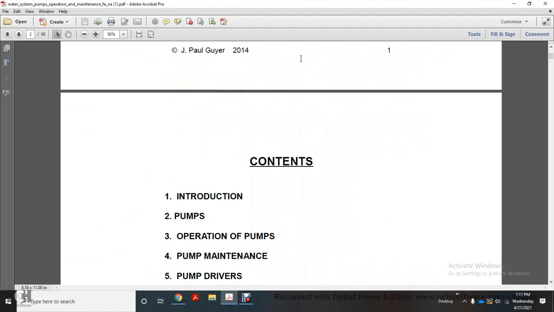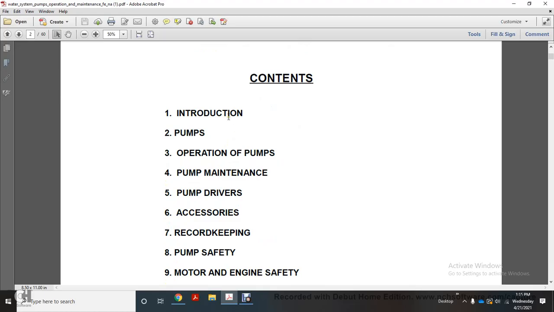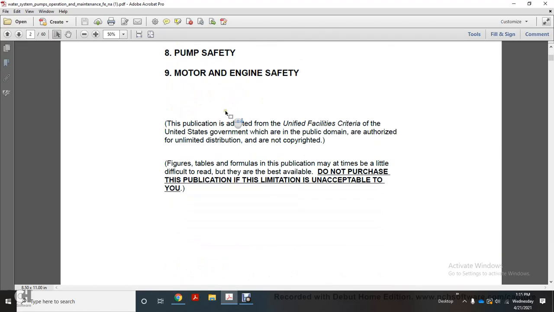Contents: introduction, pumps, operation of pumps, pump maintenance, pump drivers and accessories, record keeping, pump safety, motor and engine safety. This publication is adapted from the Unified Facilities Criteria. The United States government works, which are public domain, are authorized for unlimited distribution and are not copyrighted.